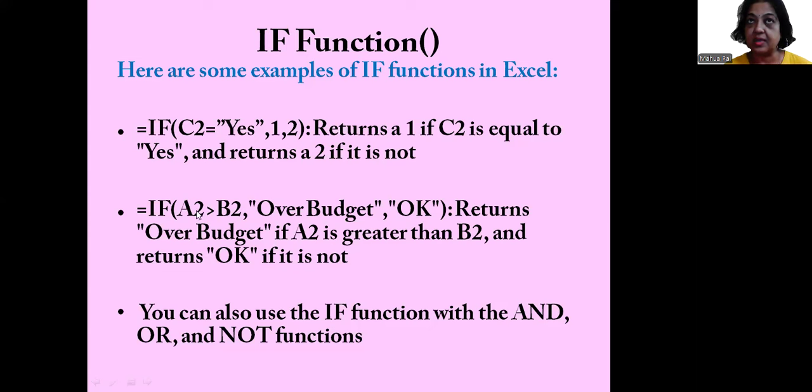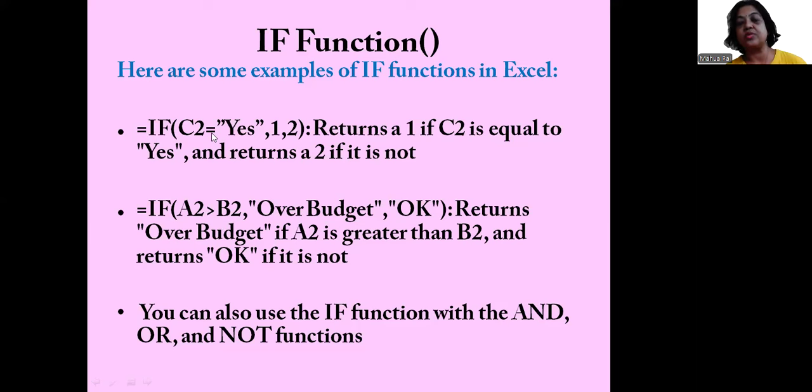Say in the A2 cell 100 is typed and in the cell B2 80 is typed, so 100 is greater than 80, then we get the result over budget. But in place of 80 in cell B2, if 200 is typed, then 100 greater than 200 is false. So OK will be the result of this particular if function. So in these two cases, we have used only one condition.